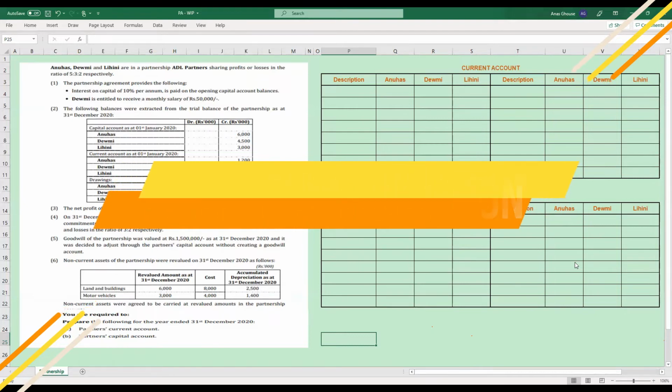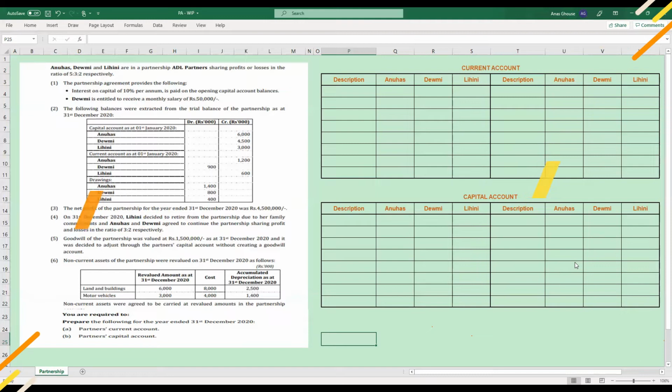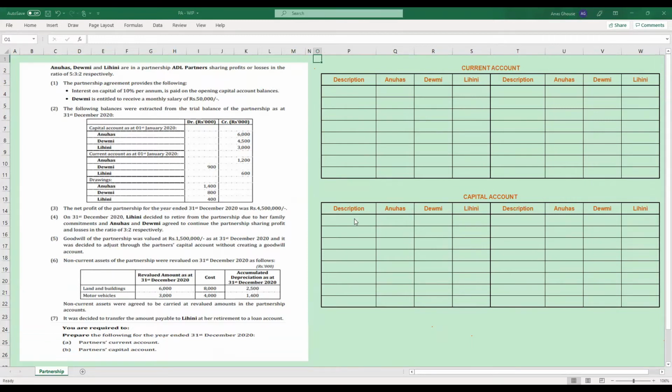So now let's look at the following question and try to solve it. What you can do is go through the question, pause the video and read the question thoroughly. Then you can prepare the partners' current account and the partners' capital account. Now let's try to solve this question.